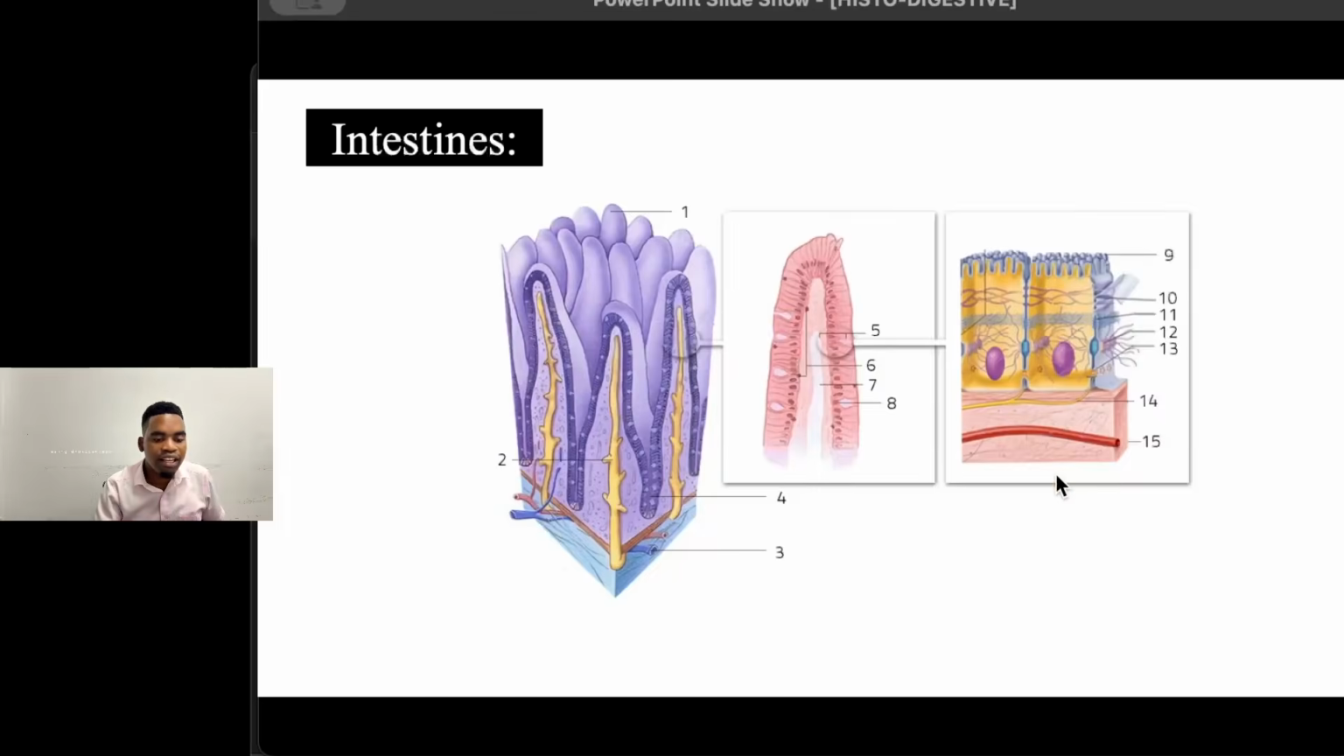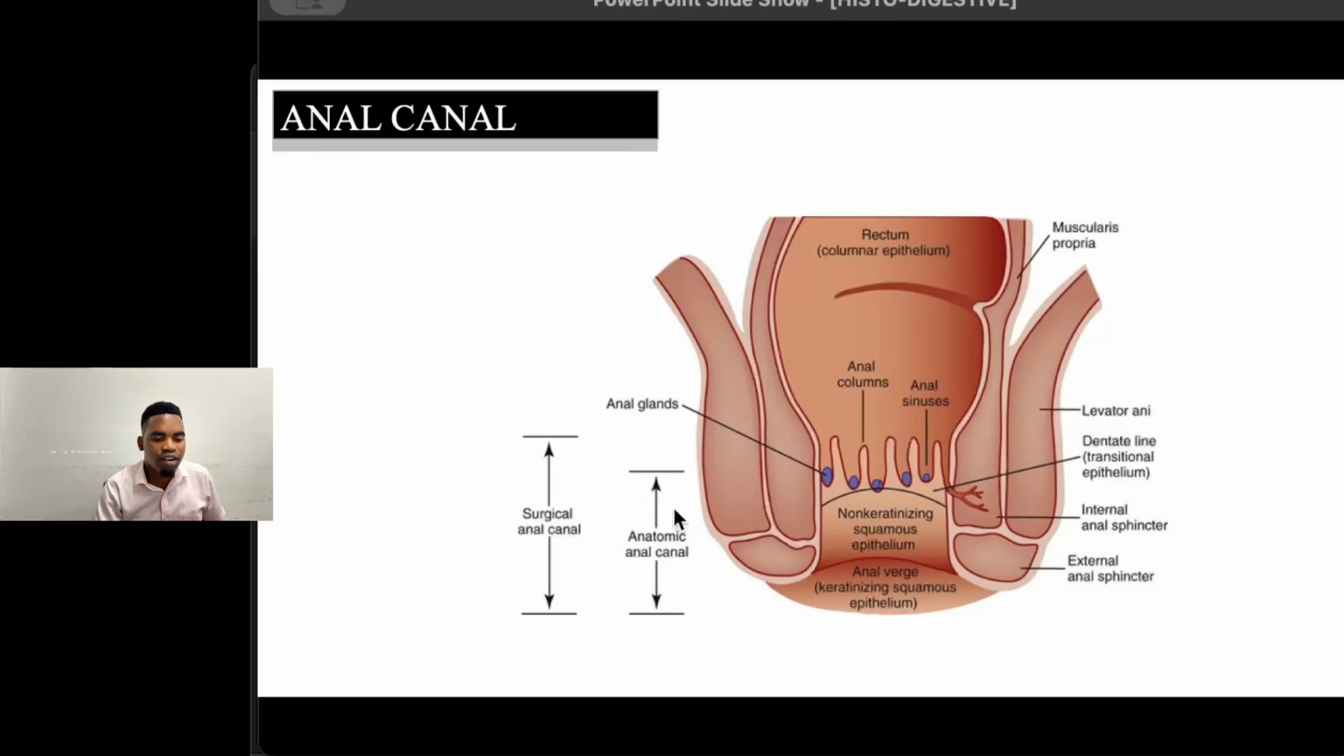And then we have lymphatic organs or tissue within the intestine, which are called the Peyer's patches. That one you remember. Last, you have the anal canal. What's so important about the anal canal is that the lower part is actually keratinized squamous epithelium, the same as the one covering your skin. So that's the keratinized squamous epithelium.